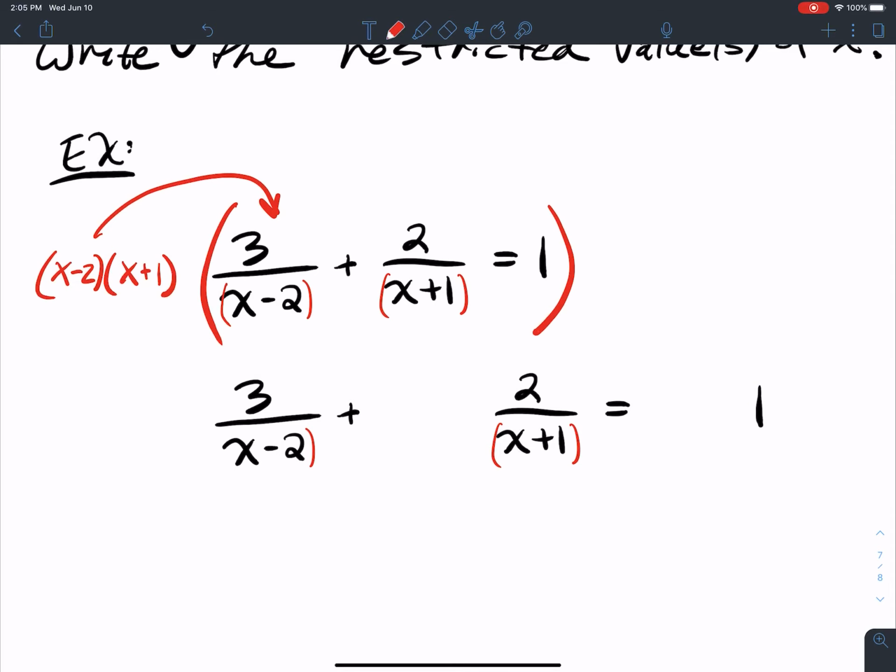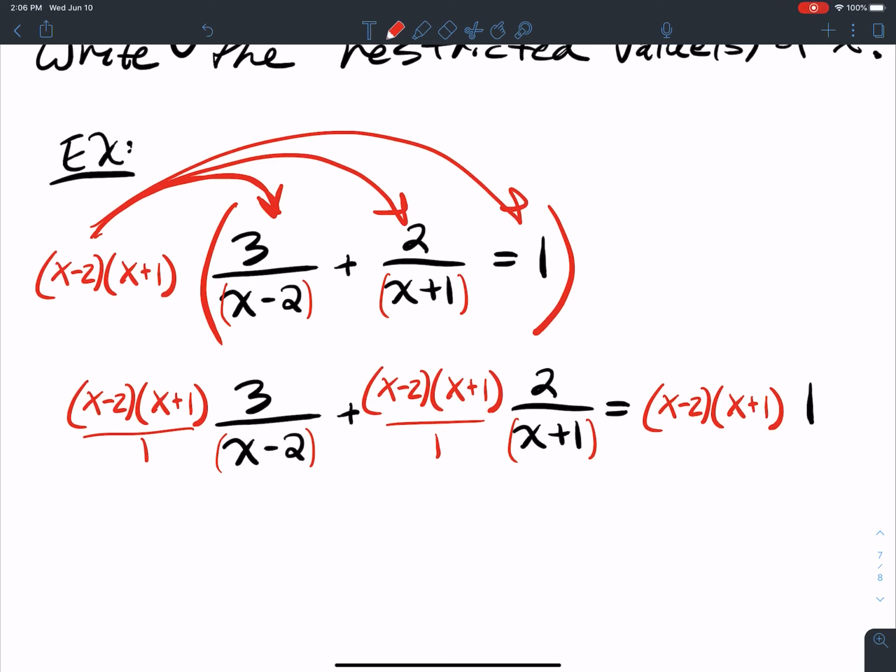All right, so when I multiply here, I'm going to get x minus 2 times x plus 1. And I distribute here, and I get the same thing. And I distribute here, and I get the same thing. That's whenever I distribute this to each one of those pieces. So this can be written over 1. This can also be written over 1.